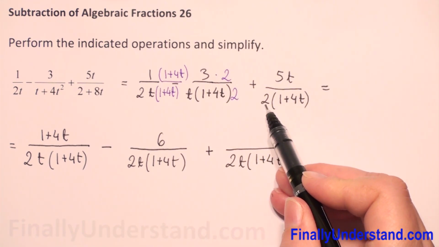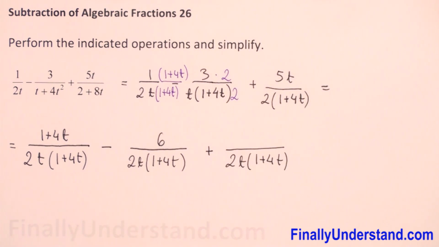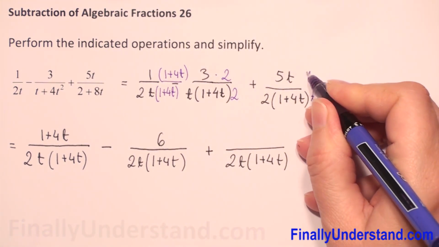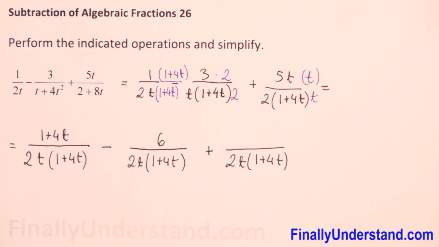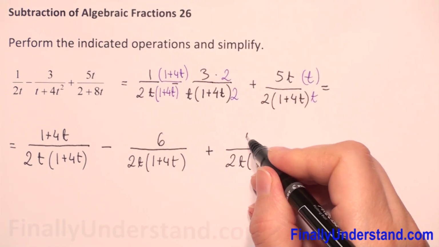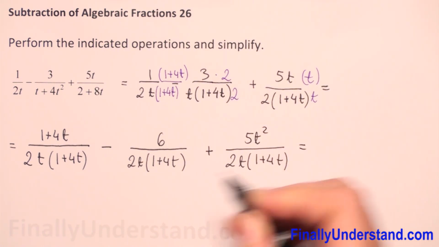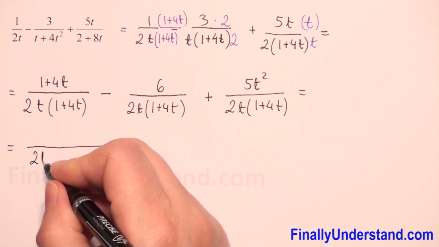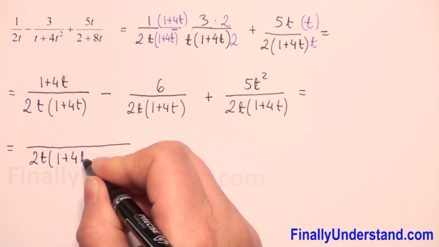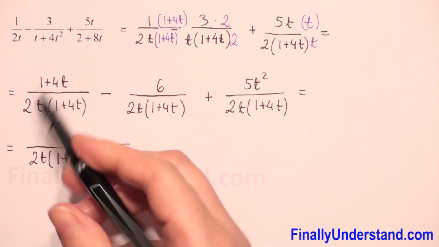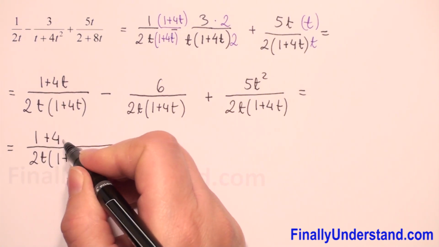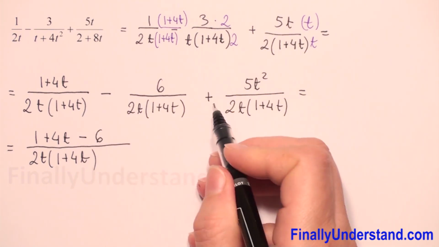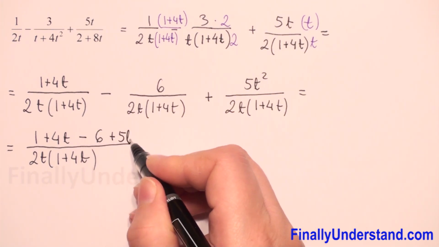We have here 2 and we don't have t, so we have to multiply the denominator by t, so for the numerator we have to do the same. So now we have 5t times t is 5t squared. Now when we have the same denominator, we have to copy the denominator, and we have to start from the left side. Next we have a negative sign, so we have negative 6, and we have positive 5t squared.